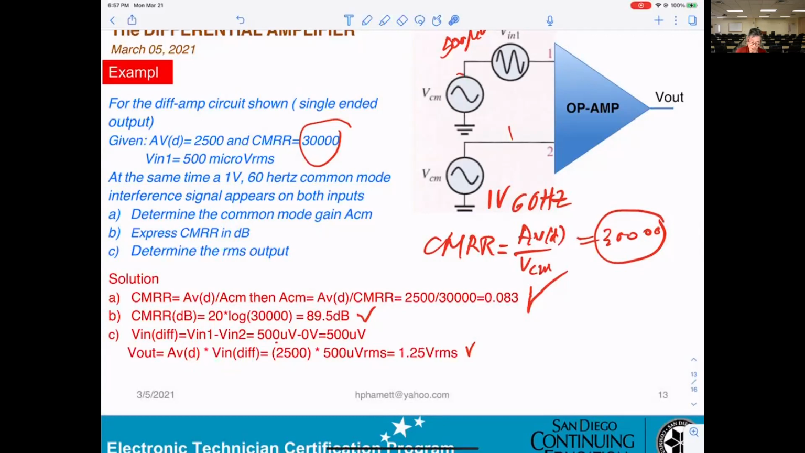By the way, if they want you to measure the voltage of the signal here with the oscilloscope, you can see a big problem here. This signal is 1 volt. This signal is only 500 microvolt. So no way you can see this signal inside this one. The thing is this one is too big and this one is too small.